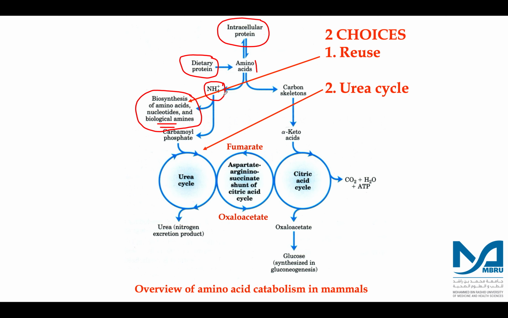Most of it, however, reacts with a metabolite called carbamoyl phosphate. We will talk about this when we come to the urea cycle. And this ammonia and carbamoyl phosphate lead to the formation of citrulline, and citrulline then, through the urea cycle, leads to the formation of urea, and this urea is excreted out in the urine.